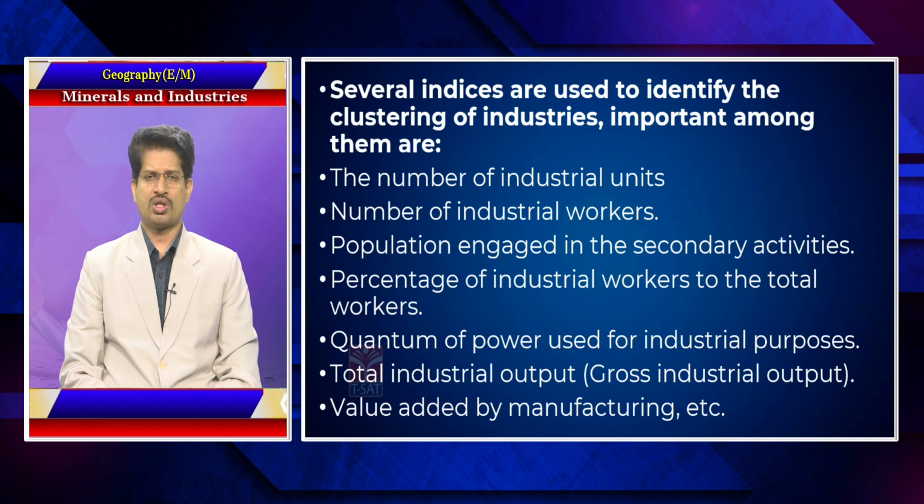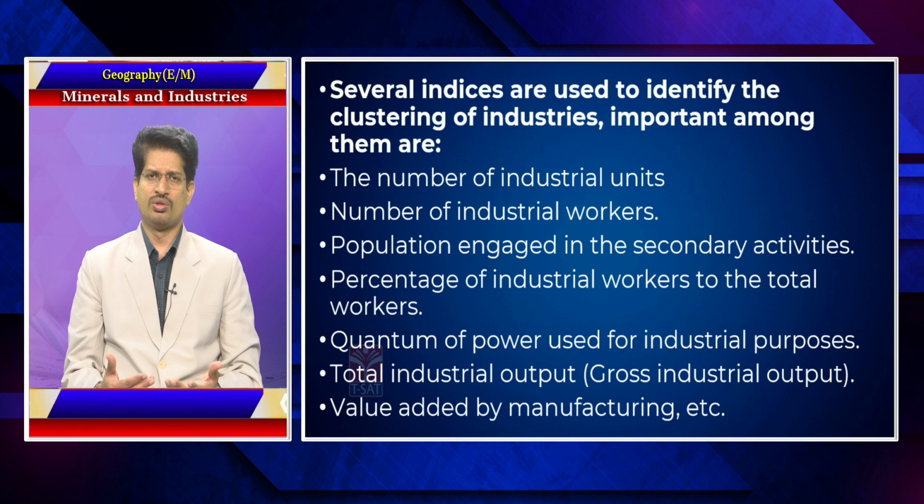Important among them are, so what are the factors which are responsible for establishing industrial regions? What determines an industrial region? You call a region an industrial region because of these factors: the number of industrial units at that particular place, the number of industrial workers. So, out of the total population, what is the percentage of population, or out of the total workers, what is the percentage of workers working in industries? Population engaged in secondary activities, percentage of industrial workers to the total workers, quantum of power used for industrial purposes.